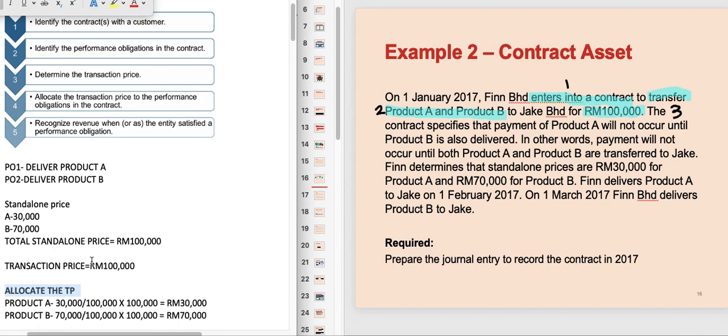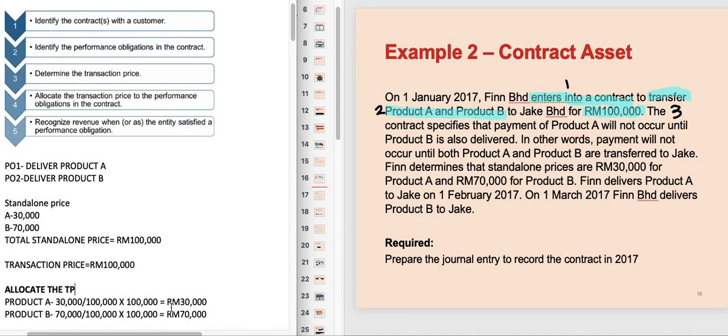Okay. So these are the revenue for product A and product B. And so number 4, you have to allocate the transaction price. And number 5, when you deliver the product, that is fulfilling your PO. You deliver product A on 1st February, so you can recognize revenue for product A on 1st February, and you deliver product B on 1st March. So you will recognize revenue from product B on 1st March.